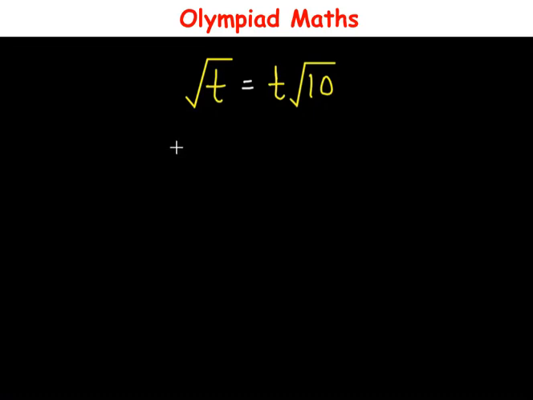Hello everyone, in this video let us solve this question. So we have root t is equal to t times root 10, and here we have to solve for the value of t. So t is the unknown we have to solve for. Now we are going to use two methods to solve this question. Now, solution.